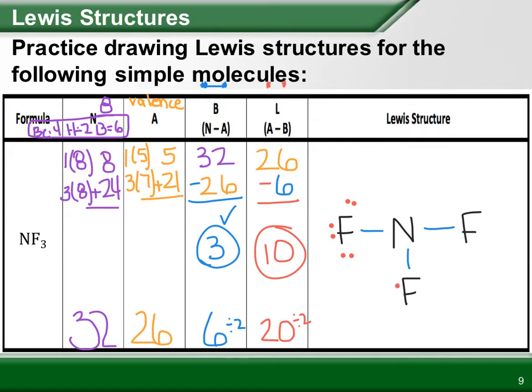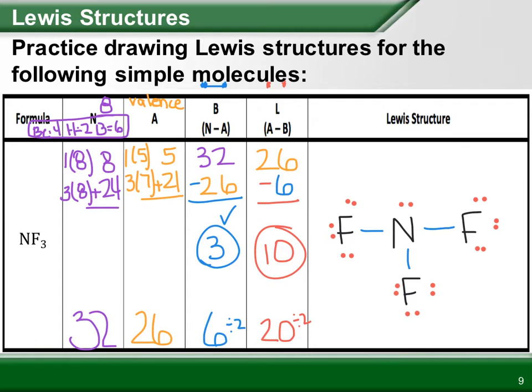Alright, and that's going to be the same for each of these fluorine atoms. I count the number of lone pairs that I've used: 1, 2, 3, 4, 5, 6, 7, 8, 9, and I check it against my calculated number, which says 10. So there's 1 lone pair left. That's the lone pair I will place on center.